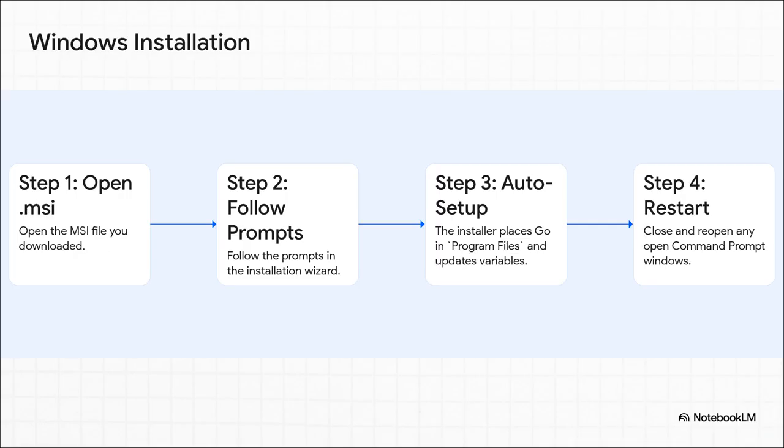That's it. And for all you Windows users, it's a very similar story. You just open up that MSI file you downloaded and follow the prompts. The installer is smart. It puts Go right where it belongs in your program files and takes care of all those tricky environment variables for you. And just like on macOS, the final crucial step is to close and reopen any command prompt windows you have running. That lets it load up the new settings.